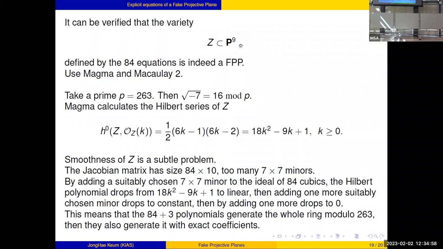We use Magma and Macaulay 2. And for computation, we take a suitable prime, not too small, so that the equations cannot degenerate, and not too big for simplicity of computation, which should probably be 163. So here, negative 7 has square root 16. So Magma calculates the Hilbert series, you can get it immediately. So the Hilbert polynomial is quadratic already. So this already shows that the variety is a surface.